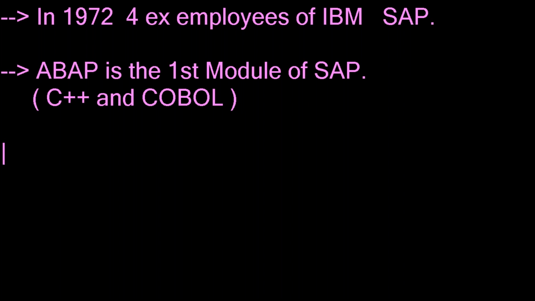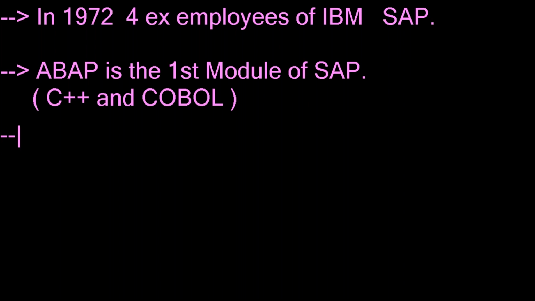So nowadays, what are the modules we have? Like Basis, Security, and FICO, SD, MM, PM, QM, HR. All the modules are developed from the ABAP language only. This is the first module of SAP. SAP has 200 plus modules, and all of them are developed from the ABAP language only.